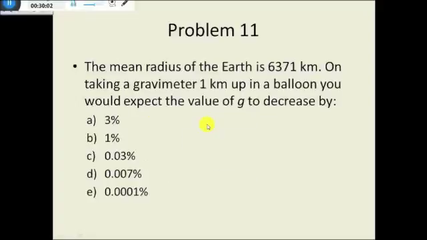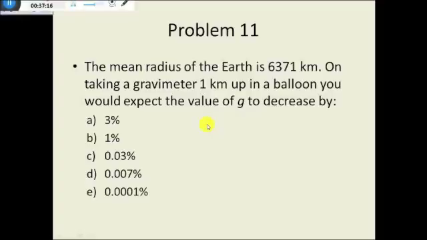Okay, another one to calculate. The mean radius of the Earth is 6,371. So I'm going to put that here just so we have it. 6,371. On taking a gravimeter 1 kilometer up in a balloon, you would expect the value of G to decrease by how much of a percent? So you need to calculate G 1 kilometer up.